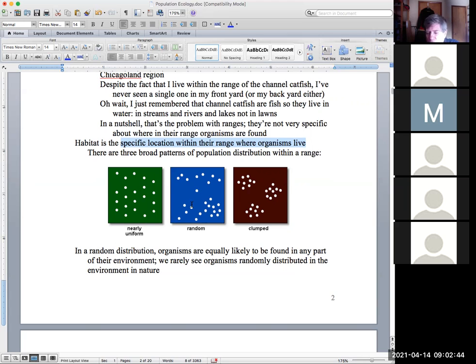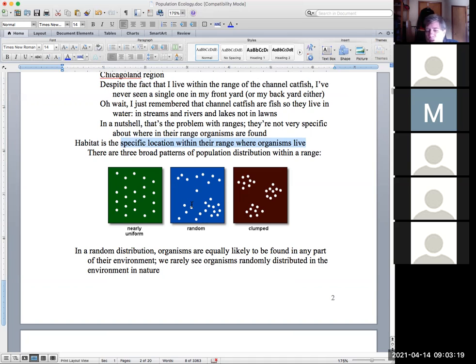In a random distribution, when we look at organisms in their range, they're just scattered about without any pattern. Sometimes we see individual organisms, sometimes we see groups of organisms. The groups might be small groups, it might be just a pair, it might be a larger group. So the groups aren't necessarily all the same size. In real life, we don't really see random distributions very often. Living organisms aren't just found anywhere in their environment.